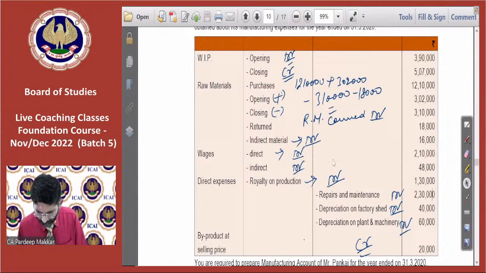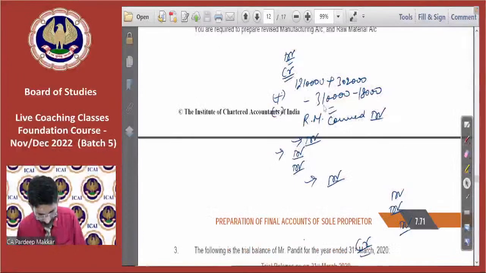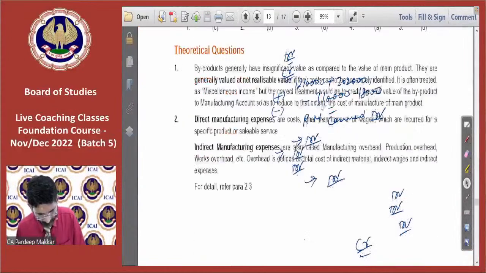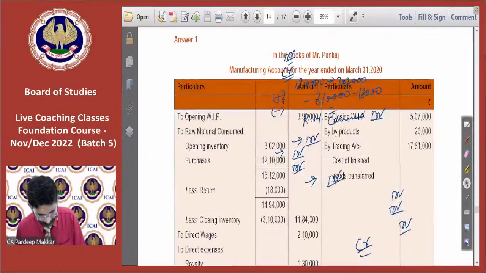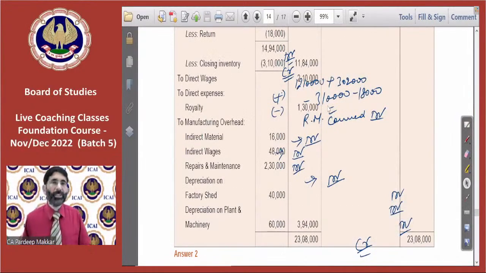You may see the solution that is also given to you. So what is your query? Your basic query is whether indirect material and indirect wages are to be entered in manufacturing account or not. Purely it will be entered. There's no doubt at all. Only those expenses which are relating to our office will not be entered. Indirect material is consumed in factory. Indirect wages are paid for factory. So these are to be charged to manufacturing account. There's no worry on this. Let it be very much clear.